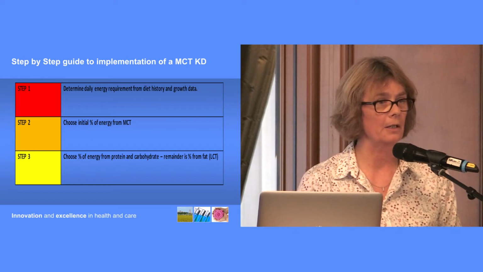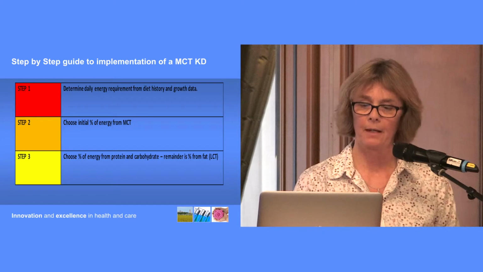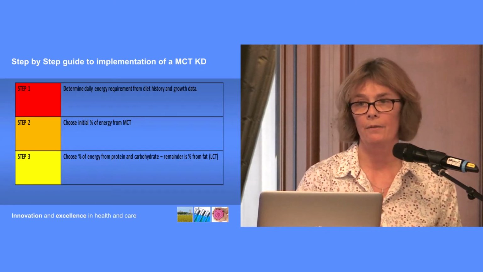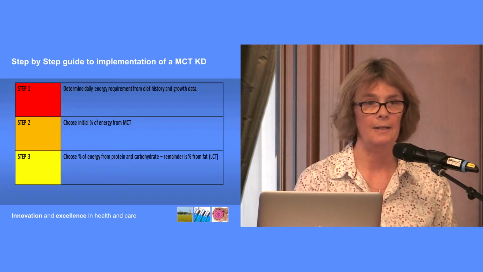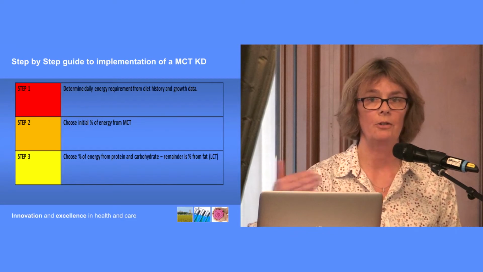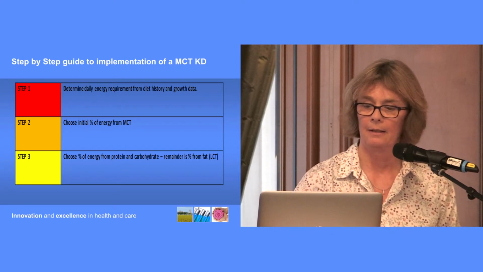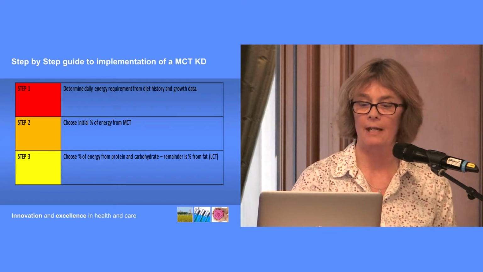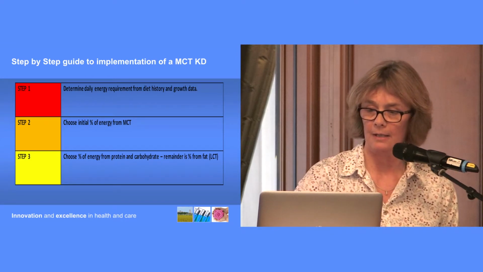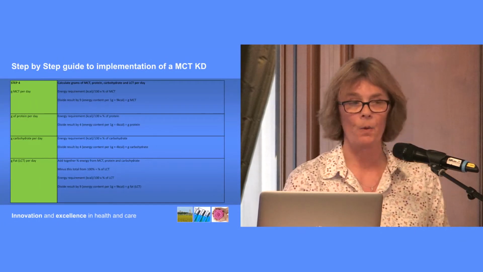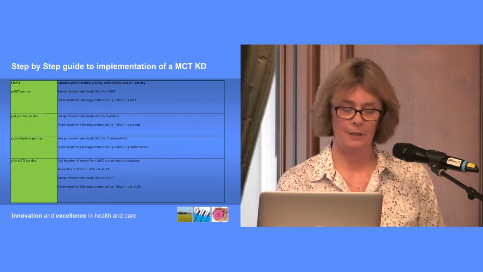And on your sheet, we're going to look at 1,600 calories. And then you want to choose the initial starting point of your percentage of energy from MCT. So you're then going to work through how much of your energy you're going to give to MCT fat. And then we're going to decide how much of the rest of the energy is coming from protein, carbohydrate, and your long-chain fats. So this is a little small, but you've actually got a printout in front of you.